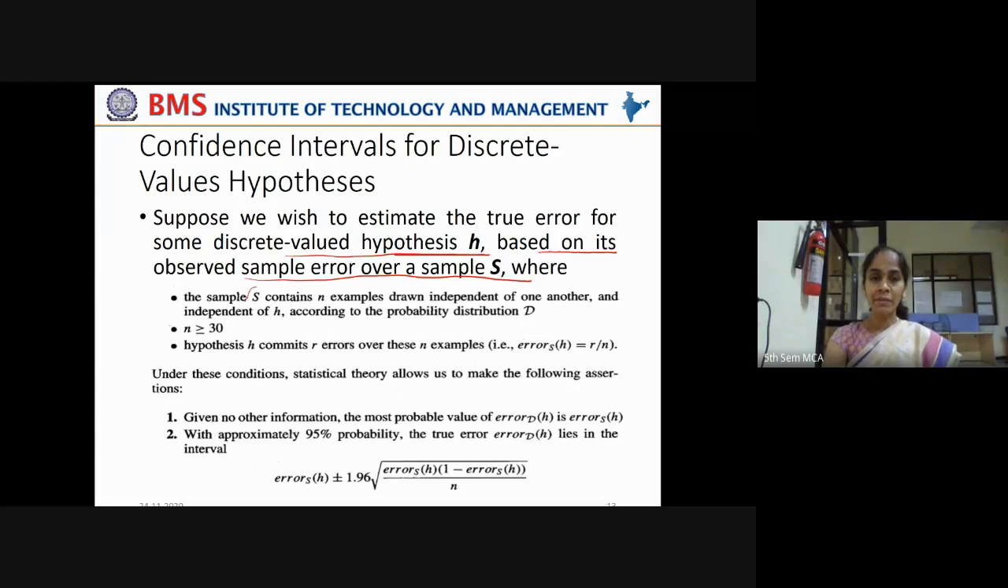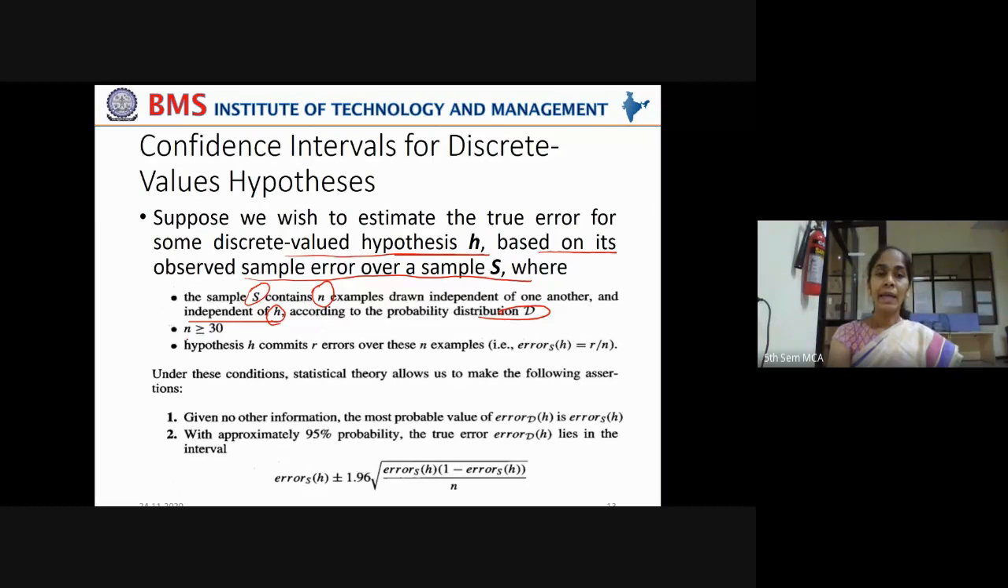The sample S contains, assume, n examples. N examples means n data points, say 30 students' data, drawn independent of one another. That means one data point that is drawn doesn't have any effect on drawing the other data point. That is called drawn independent of one another and independent of H also. Consider you don't have any knowledge about the statement made about the student group. It is independent of H. According to the probability distribution D it is drawn.